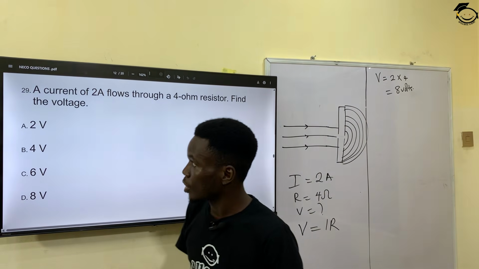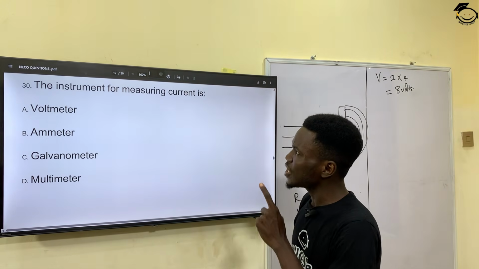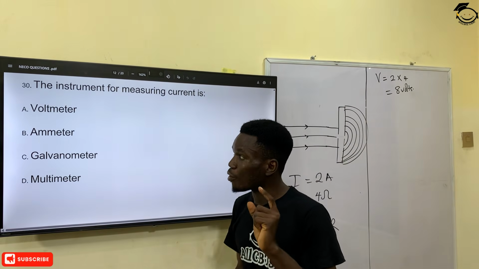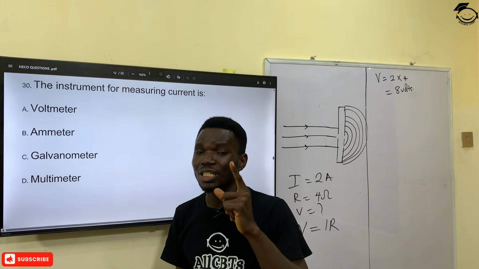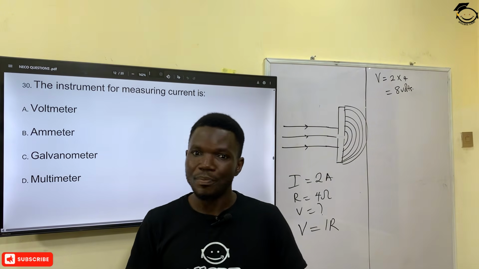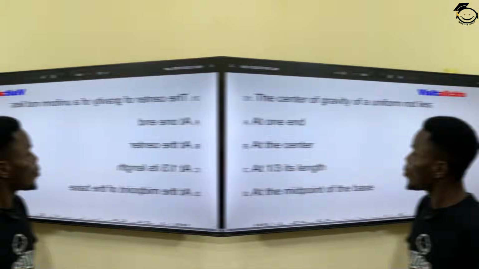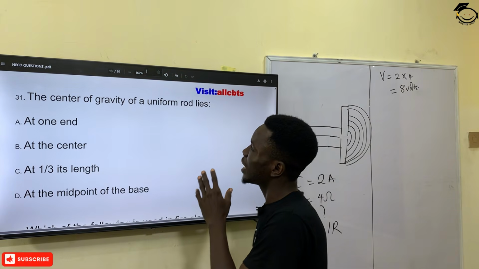Option D. So that takes us to question number 30, which says the instrument for measuring current is dash. The instrument for measuring current is dash. The instrument that we use for measuring current is called the ammeter. It's called the ammeter, and that is option B.